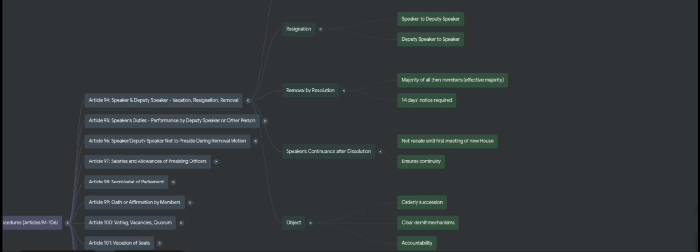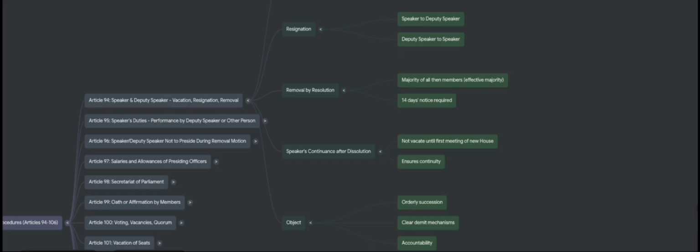This makes the removal process exceptionally robust. It requires substantial support right across the political spectrum to succeed. It's a high bar to clear, protecting the Speaker from, let's say, whimsical or simple majority decisions based on attendance alone. It really signals the gravity of the decision and the need for broad consensus within the institution.